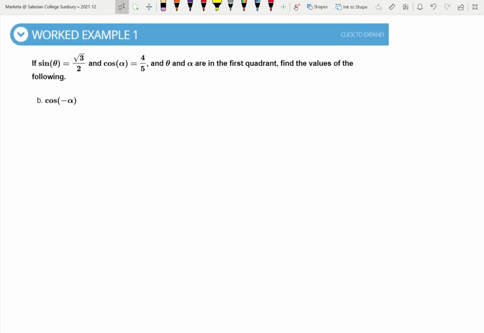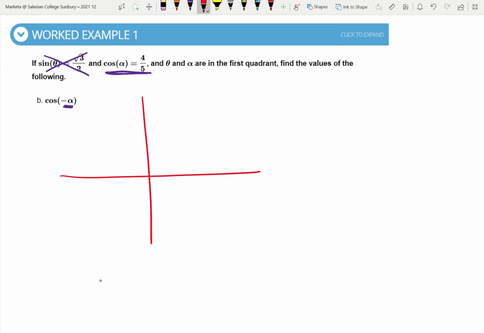Again, we need to determine which of the original pictures we're going to work with. Are we working with the theta diagram or the alpha diagram? This is asking us for the cos of negative alpha, so this has nothing to do with theta. It has everything to do with the cos alpha one. So I'm going to draw the original picture again, just so we've got it handy.